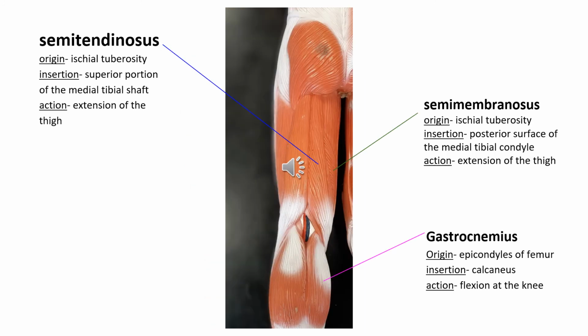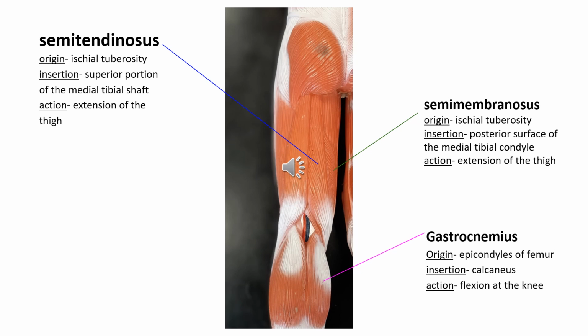This is the semitendinosus. Its origin is at the ischial tuberosity, and its insertion is at the superior part of the medial surface of the tibia. Its main actions are to flex the leg and extend the thigh. This is the semimembranosus. Its origin is at the ischial tuberosity, and its insertion is at the medial condyle of the tibia. Its main actions are to flex the leg and extend the thigh.